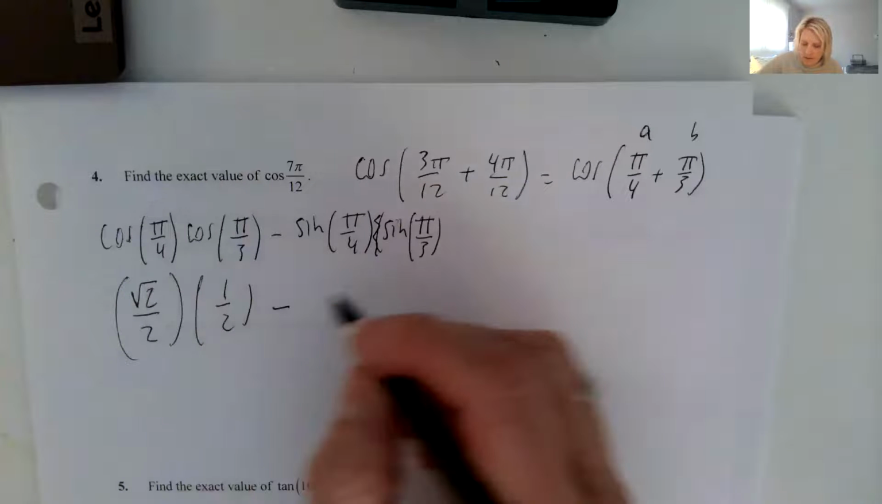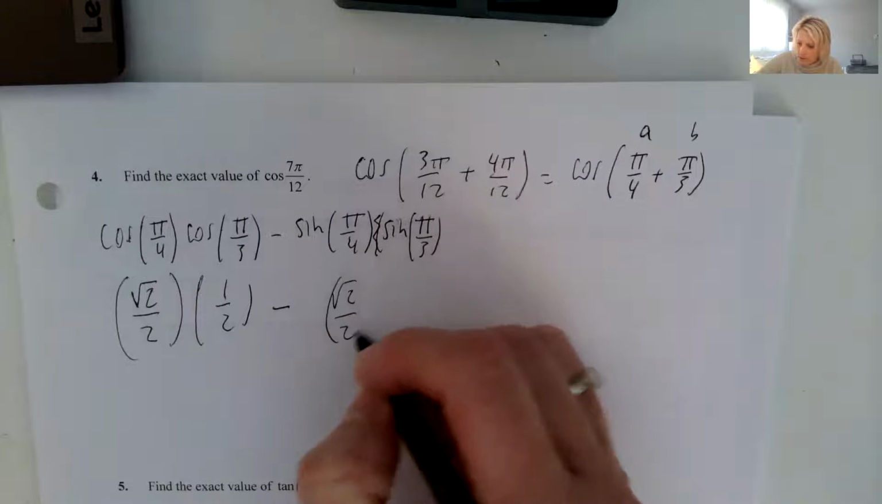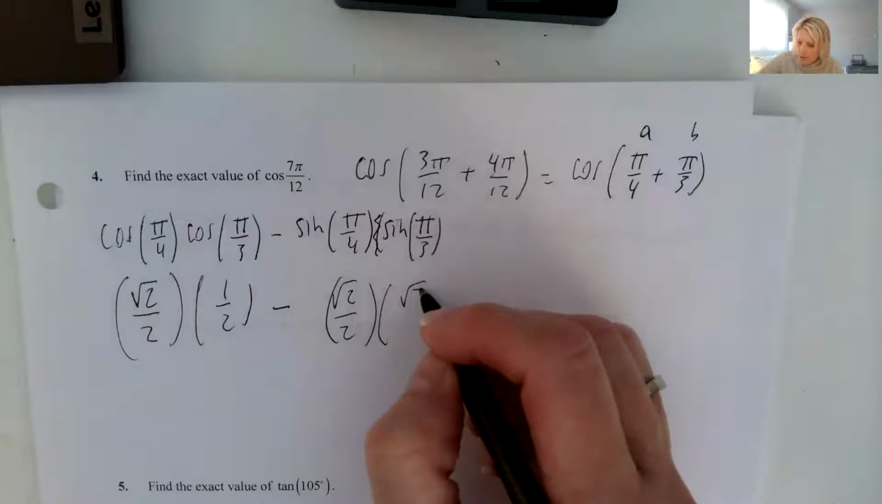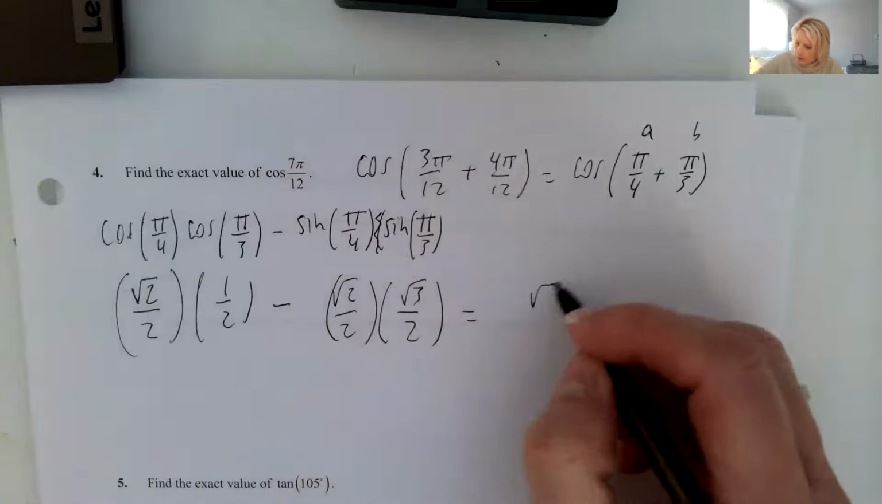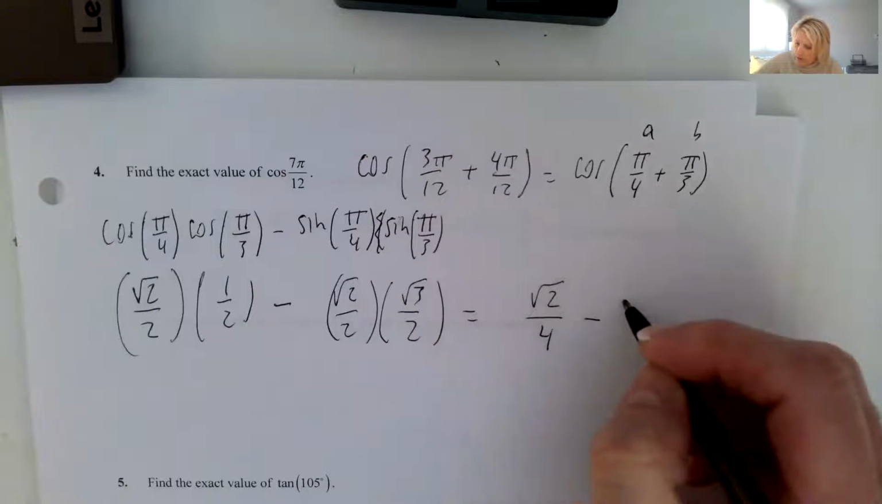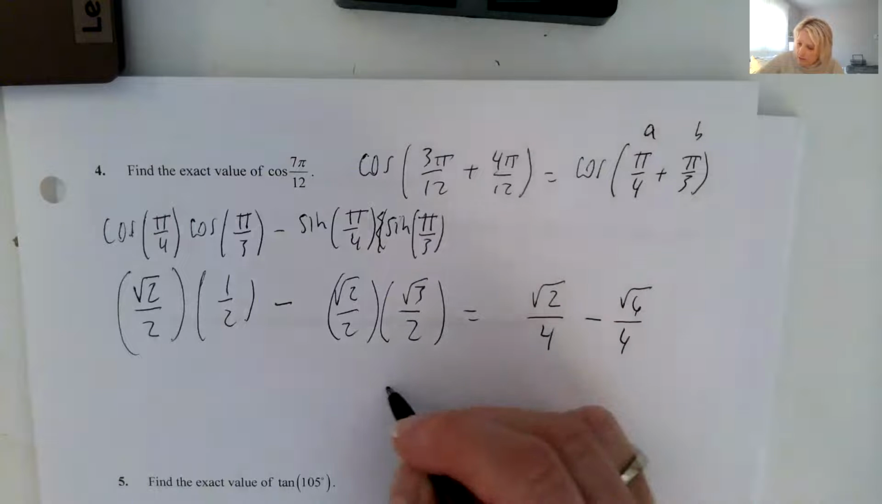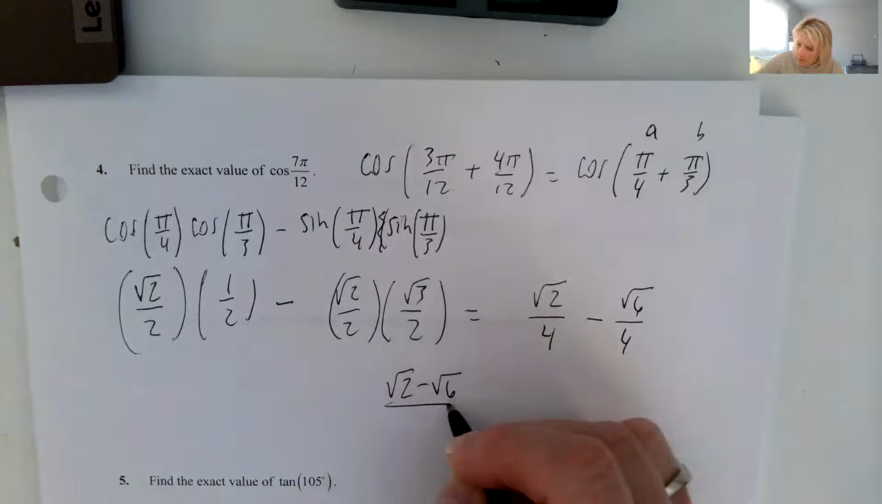And minus sine at pi over 4, which is square root of 2 over 2, times sine at pi over 3, which is square root of 3 over 2. So this becomes the square root of 2 over 4 minus the square root of 6 over 4. And we can write that together: square root of 2 minus the square root of 6, over 4.